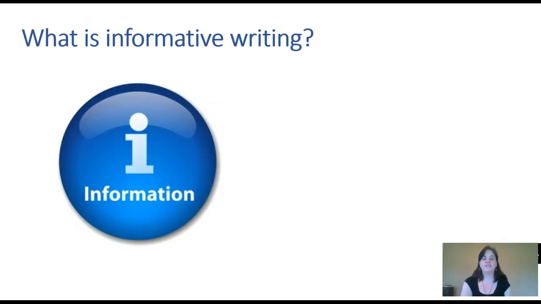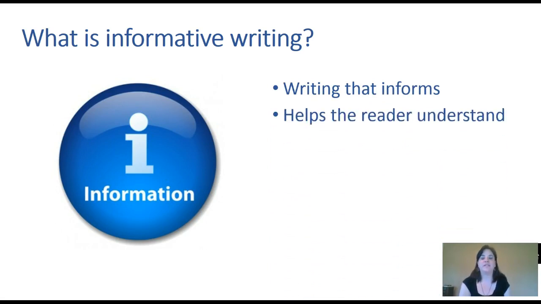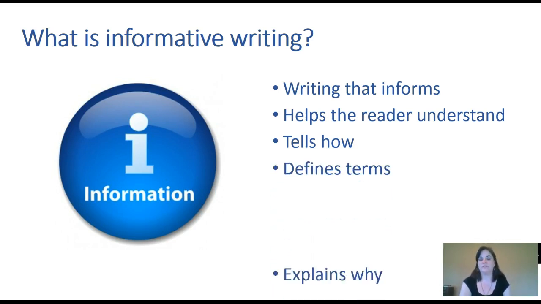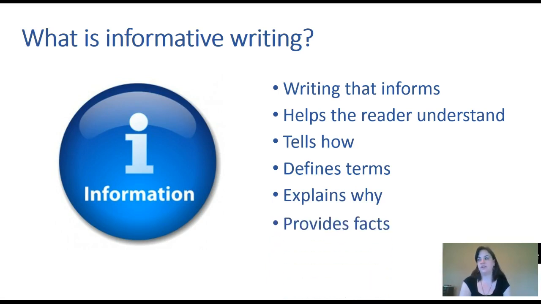So let's begin by defining informative writing. As the name says, informative writing is writing that informs. This type of writing has the purpose to help the reader better understand something. Sometimes informative writing tells how something happens or how to do something. At other times, a piece of informative writing might define specific terms. Informative writing can also explain why something has occurred, or it can simply provide facts about a topic.